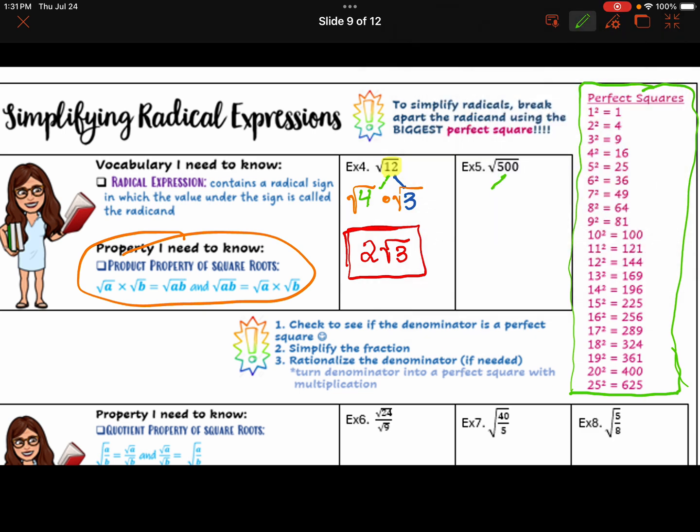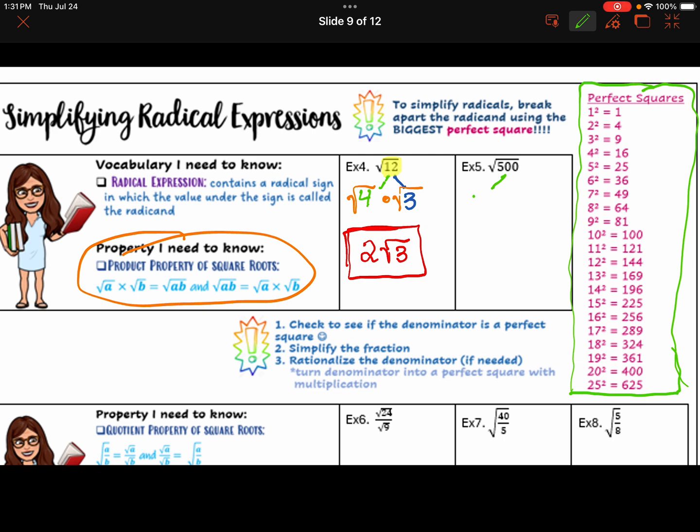Okay, we are going to do the exact same approach for 500. So 500 is not a perfect square. I go through my list of perfect squares, trying to come up with perfect squares that'll go into it. For example, I know 25 will go into it, but I'm not going to pick 25, even though it's a perfect square, because my goal is to find the biggest perfect square that'll go into it.